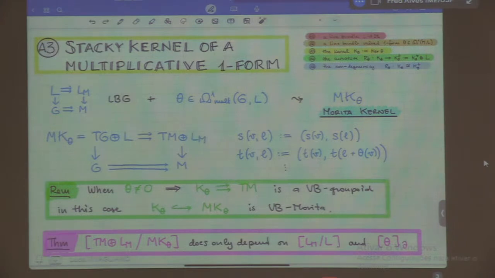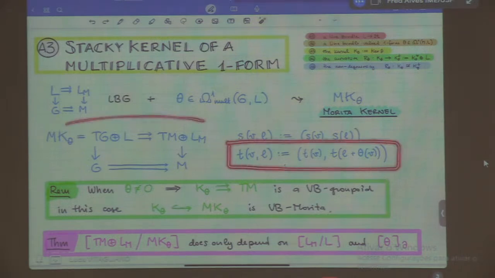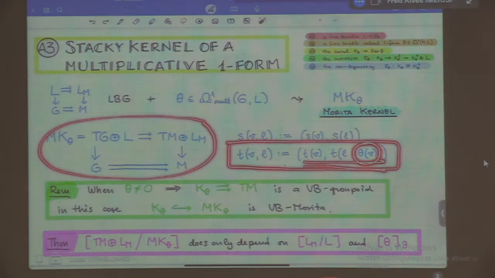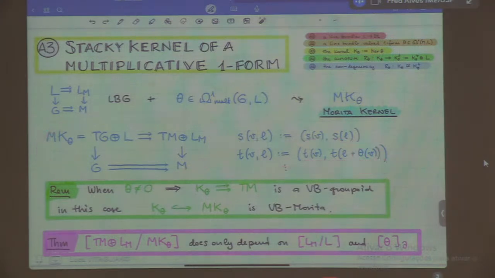But the structure maps are not the direct sum structure maps of the direct sum VB groupoid. Actually, they get deformed by theta. For instance, I don't want to list all of them, but for instance, the target of the VB groupoid is given by this formula, where you see theta appears explicitly.